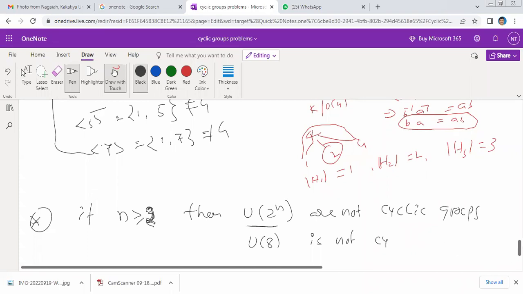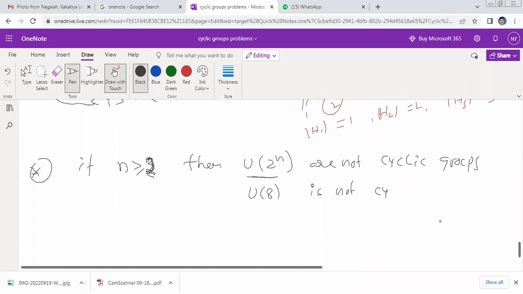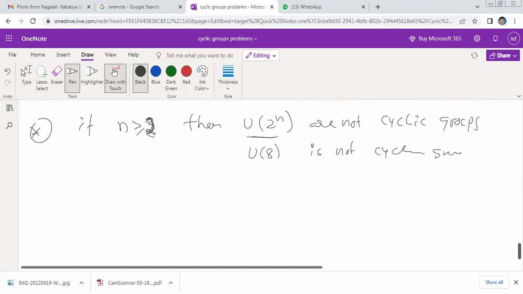U8 is not a cyclic group. Now U9, you have to check U9. What are the elements here? 1, 2, 4, 5, 7. Right, these are the elements. Is it a cyclic group? Now we check, and then write our conclusion.